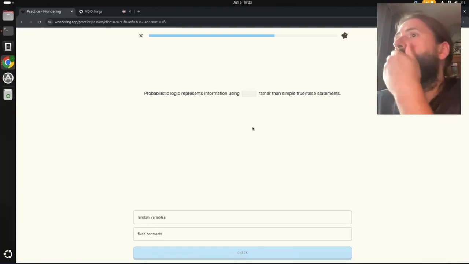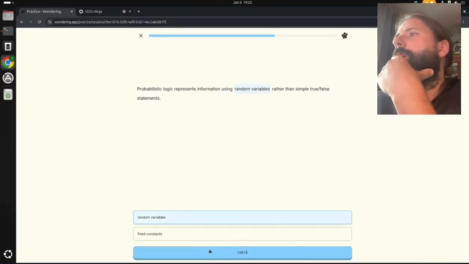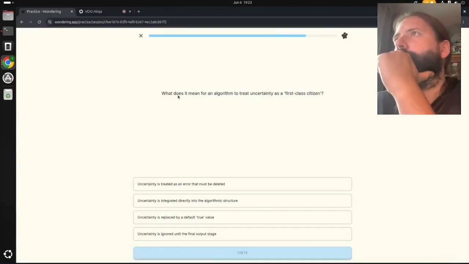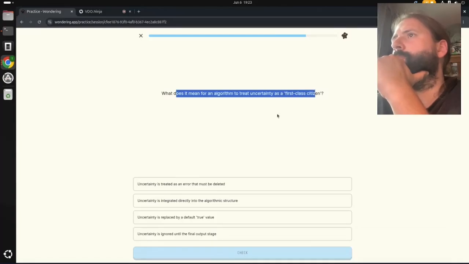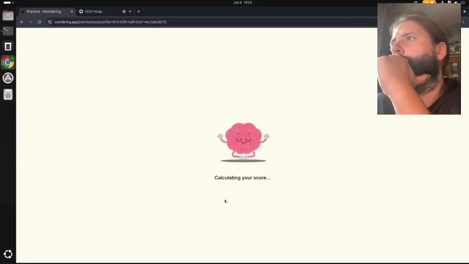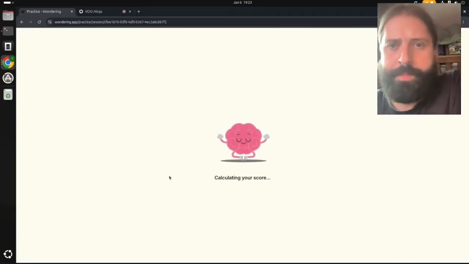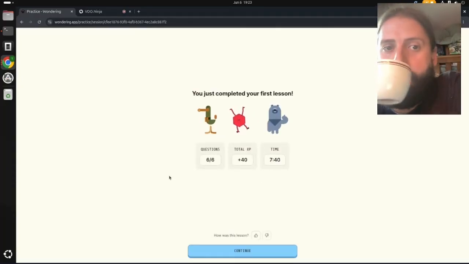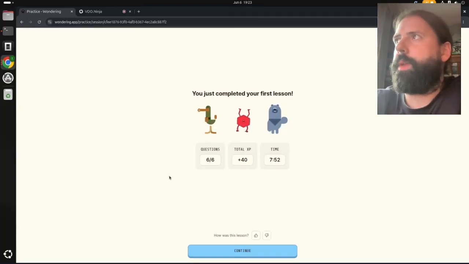Probabilistic logic represents information using random variables. What does it mean for an algorithm to treat uncertainty as a first-class citizen? Structure. This one. Okay. And I haven't looked at the lesson, right? But that's okay.